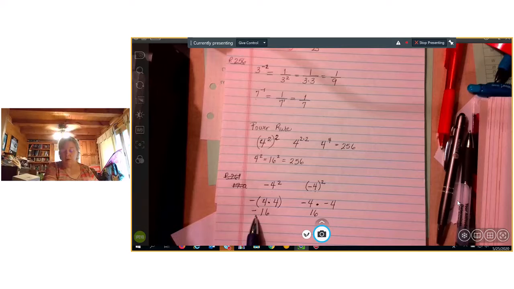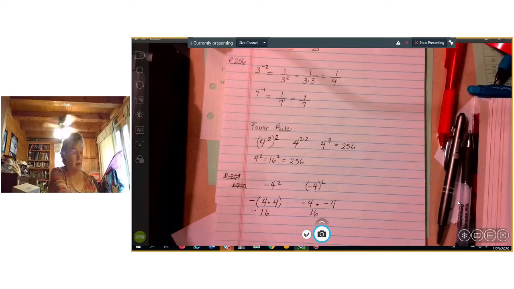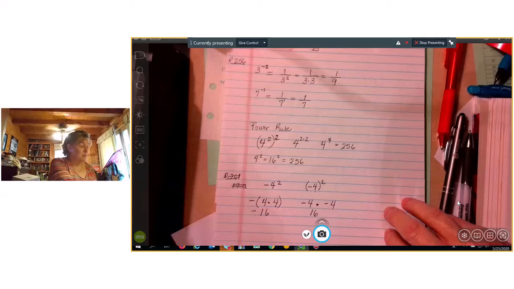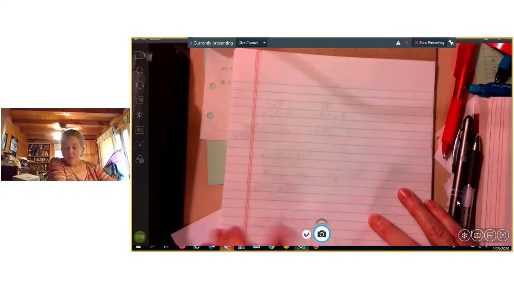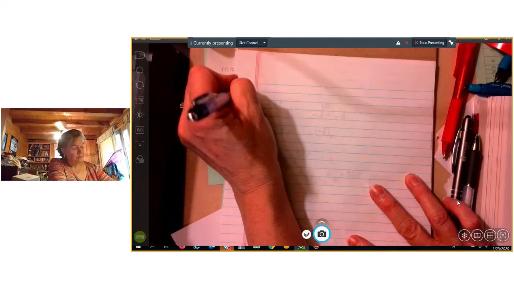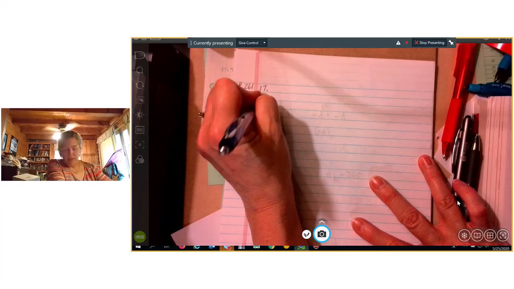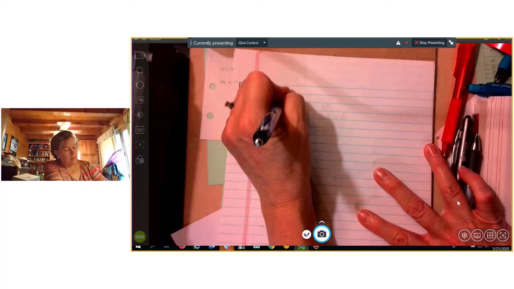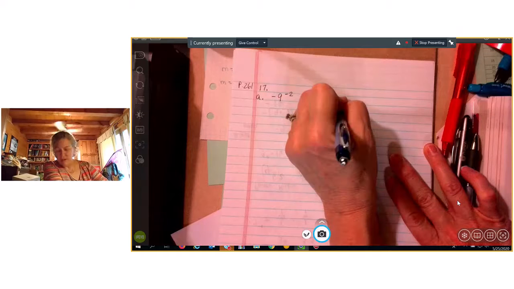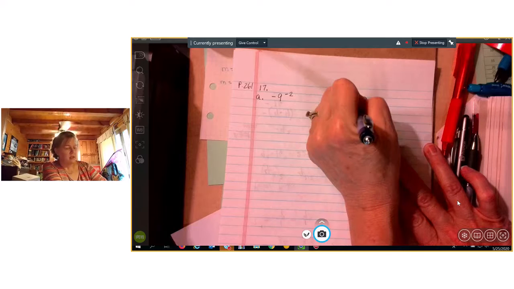Now please be careful when you're reading your problems, because sometimes it may be in there and sometimes it may not. And the reason I backed up was because the problem I want you to look at is actually one that has this. So page 261, number 17, we have A, which is negative 9 to the negative 2, and B, which is parentheses negative 9, close parentheses, to the negative 2.